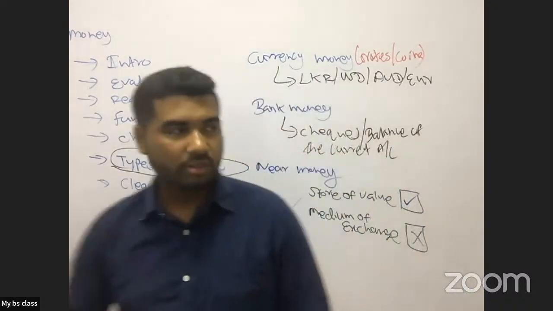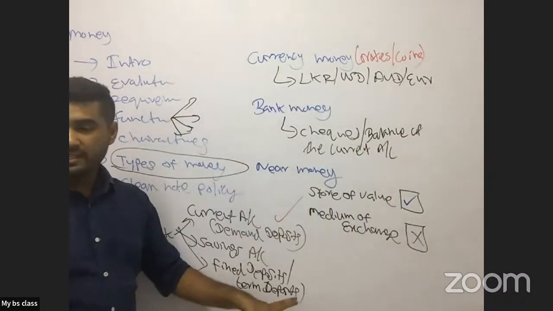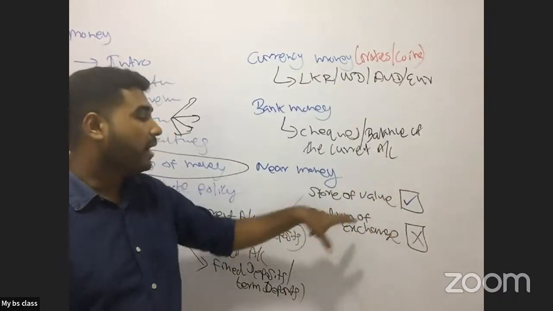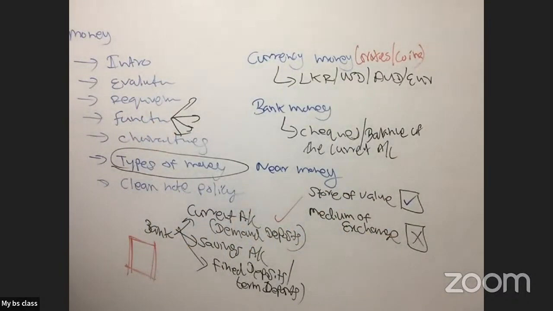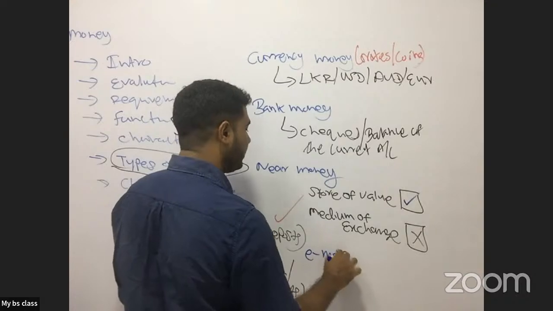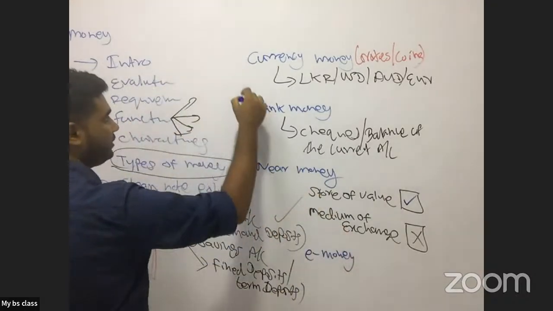And that's what you need to remember. Near money is something which performs the store of value, but does not perform the medium of exchange. And the fourth one we do have is e-money, as you know well. E-money is the fourth category.